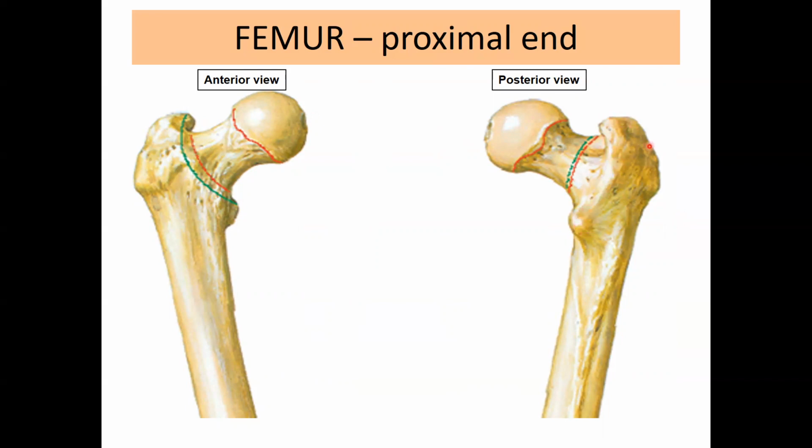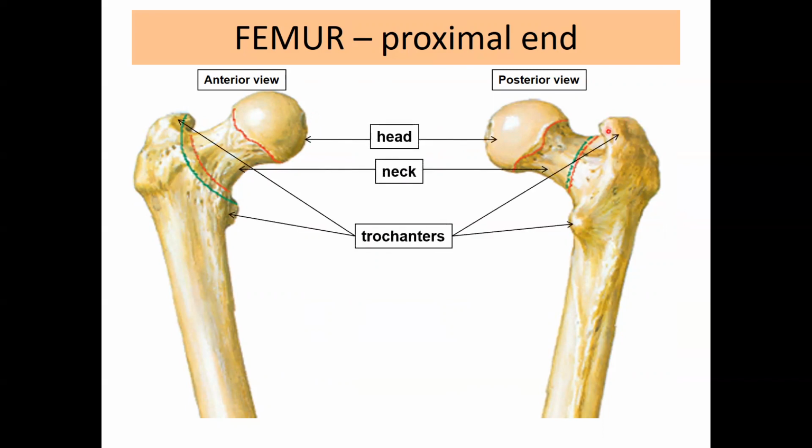This is what we call the trochanter. So first you have to identify the trochanter. The trochanters are present at the posterior side of the femur. So once you identify the trochanter, then you know whether the femur belongs to the right or the left leg.